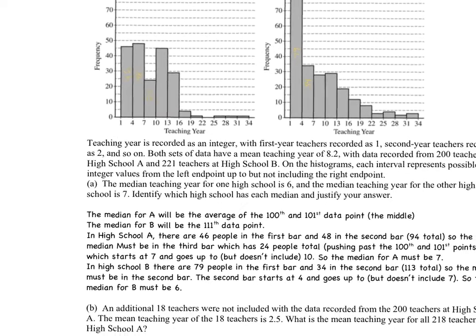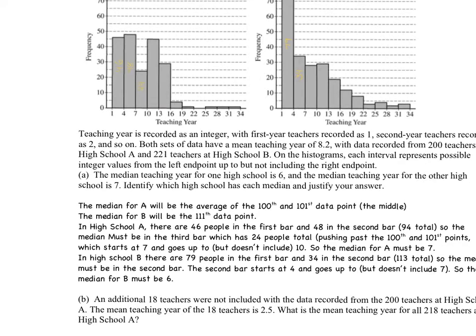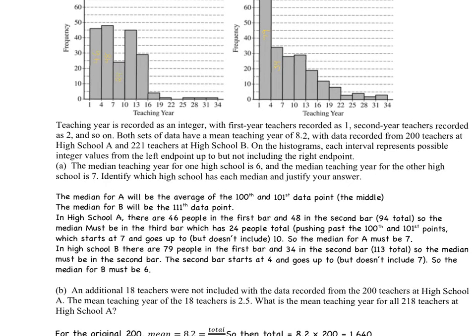So you can look at my wording here or on the written one. It's not so much that you have to have exactly any words, but you need to explain and support why the median for A is 7 and why the median for B has to be 6.